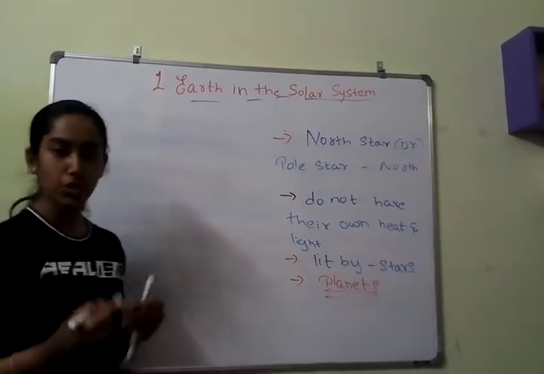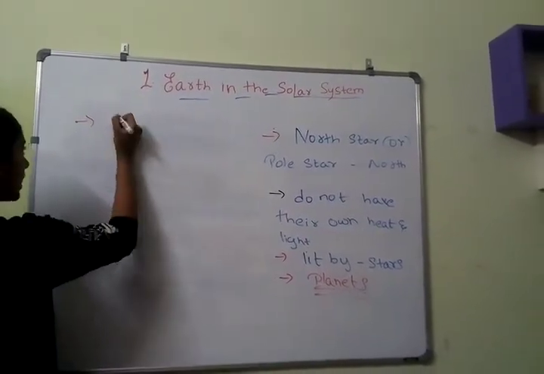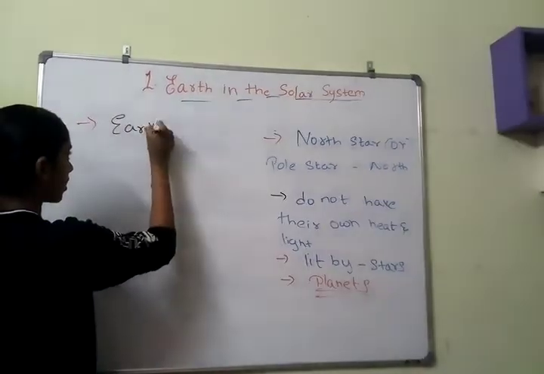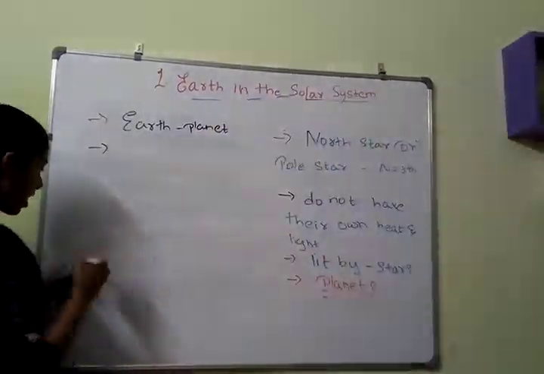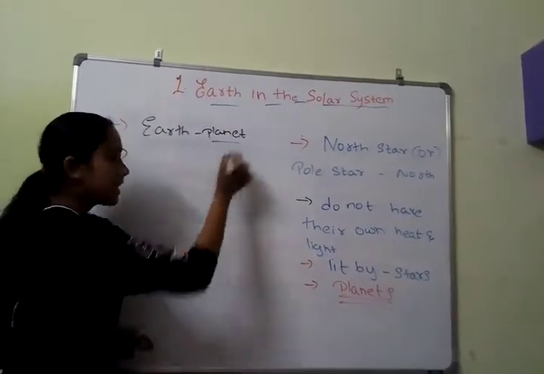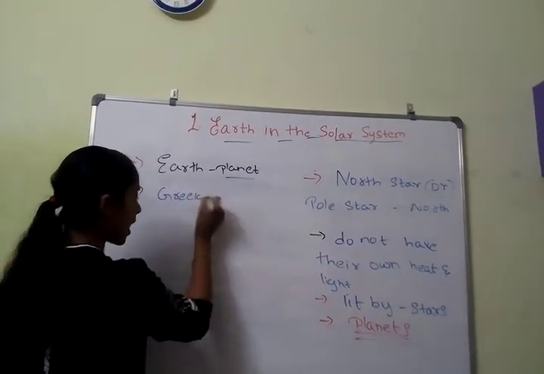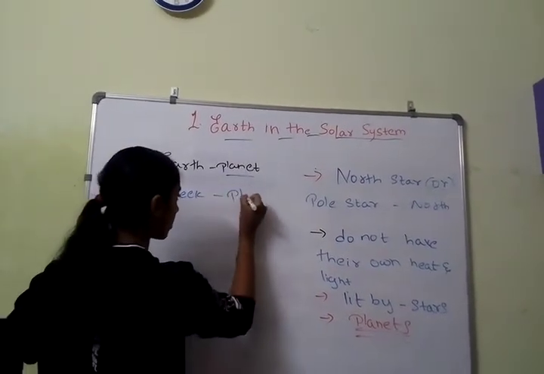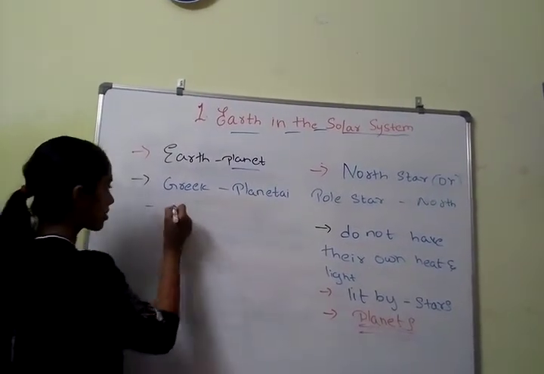The Earth on which we live is also a planet. Here the word planet is derived from the Greek word planetai, which means wanderers.